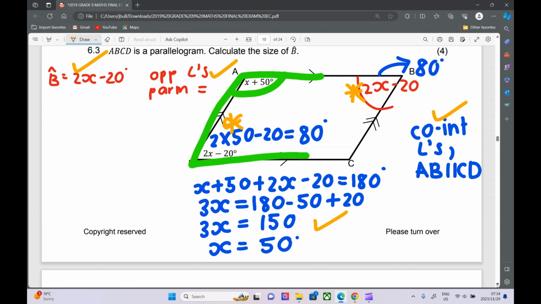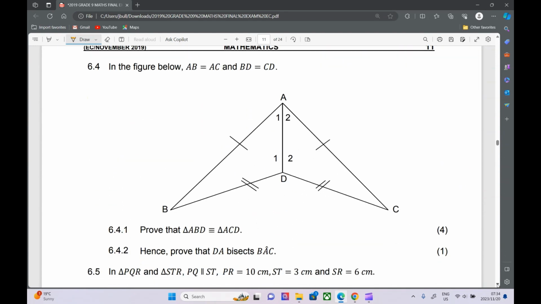Okay, let's see if we can keep going. In the figure below, AB is equal to AC. So again, it's telling us these lines are equal. And BD, so this line is equal to that line. First of all, we want to prove that ABD, so this triangle on the left, is congruent to this triangle on the right. If it's 3 lines like this, it means congruent. So it means they're exactly the same triangles, the same shape and the same size.